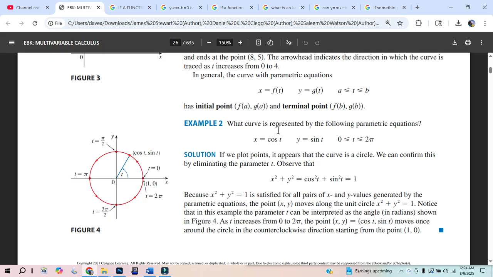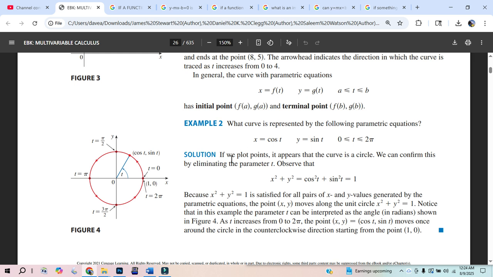So if t is pi divided by 2, then this value is going to be at 0. If it's pi, it's going to be at -1. And if it's 3 pi divided by 2, it's going to be... if it's pi at 0 again, the x value... No, I'm sorry. Yeah, the x value goes from 1 to 0 to -1, back to 0 to 1. The y value goes from 0 to 1, back to 0 to -1, back to 0.